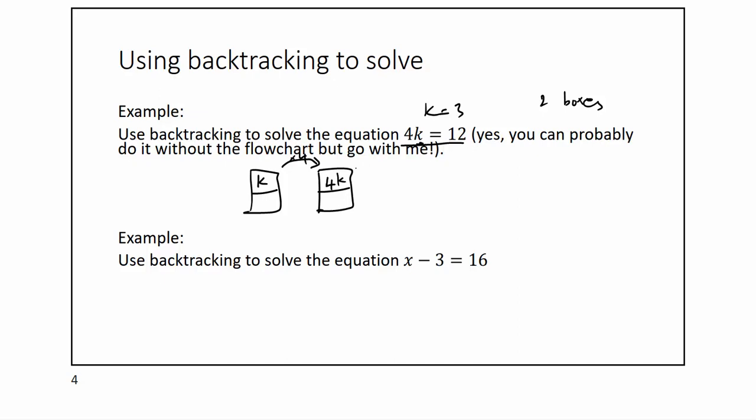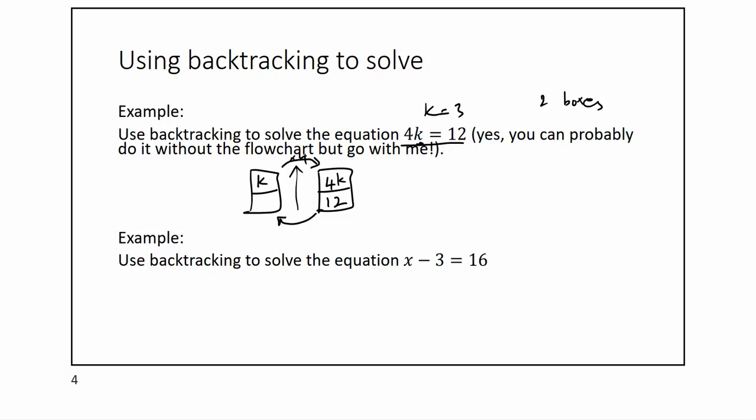Alright, now in the box below, what we do is we put what it's equal to. Now we can see here it's equal to 12, so we're going to put 12 down there. Alright, the final step to complete the flowchart is to draw an arrow back to this box here and put an operation on this, and it's always going to be opposite to whatever this one is.